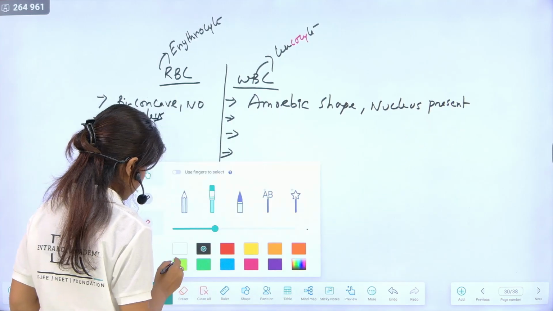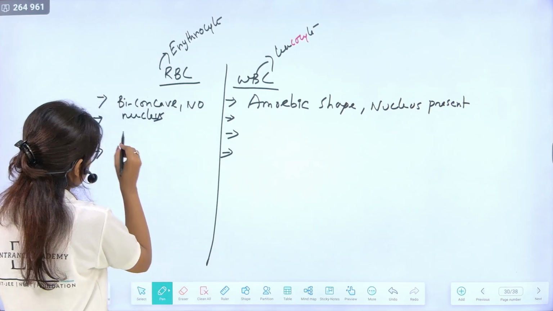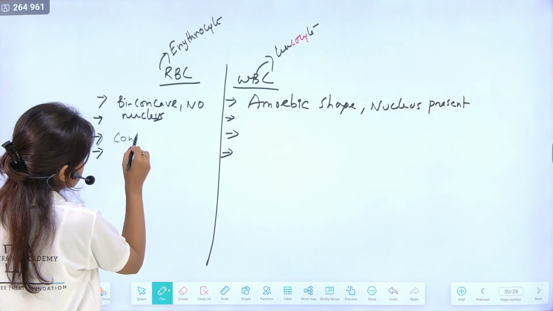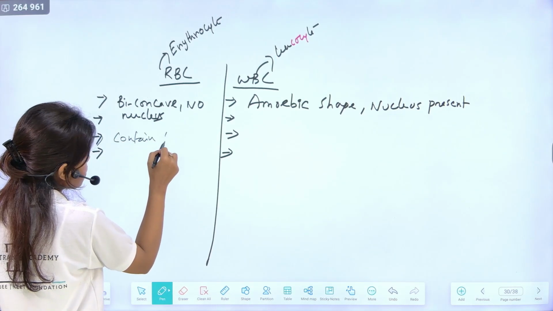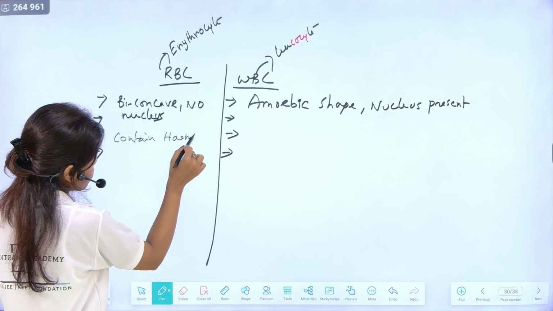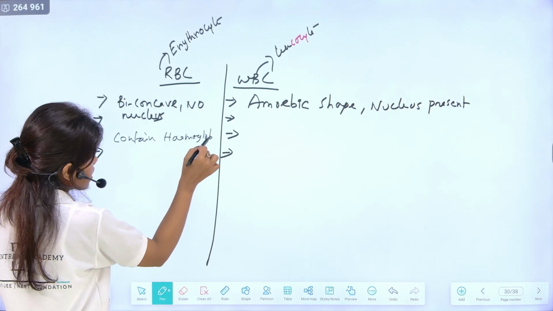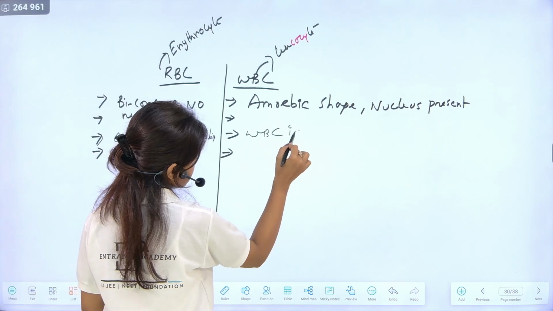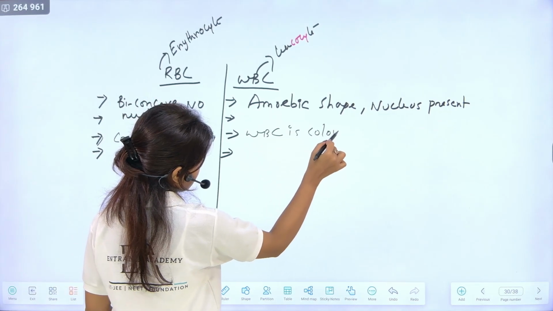Next, RBC contains hemoglobin, the red pigment, and WBC is colorless. It does not contain any pigment.